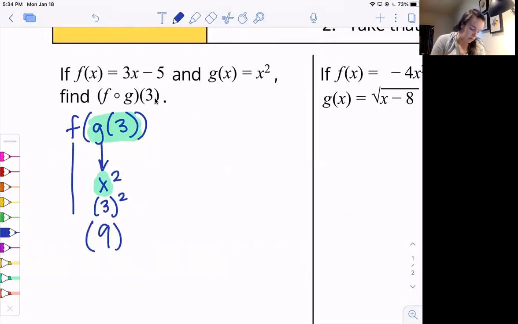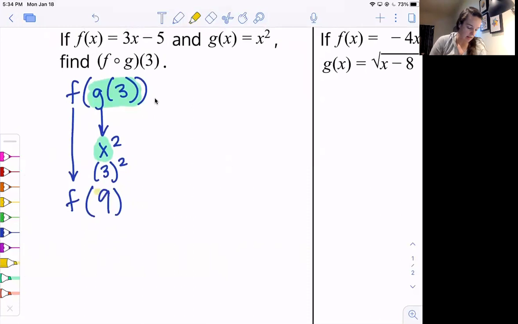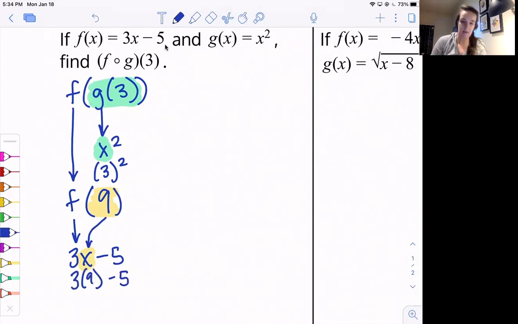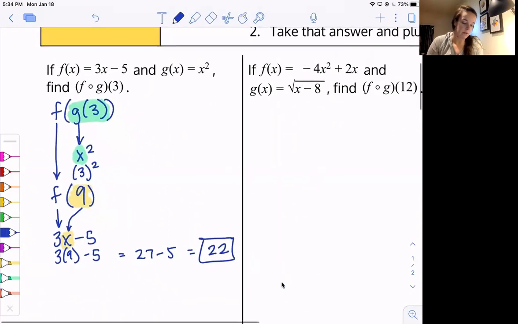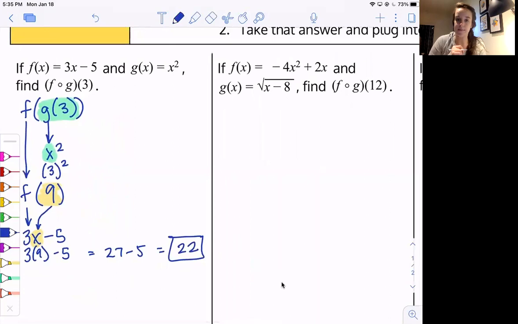And now we're going to go ahead and plug that 9 into the f equation, right? So I'm going to take the 9 and I'm going to plug it into f. F, as we know from here, says 3x minus 5. So we're going to substitute the 9 in for the x there. So we would have 3 times 9 minus 5, right? 3 times 9 being 27, minus 5 being 22. So I would say that f of g of 3 is equal to 22. Okay. Go ahead and try this second one. Press pause if you need more time.